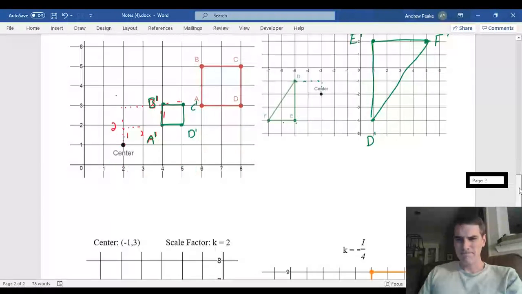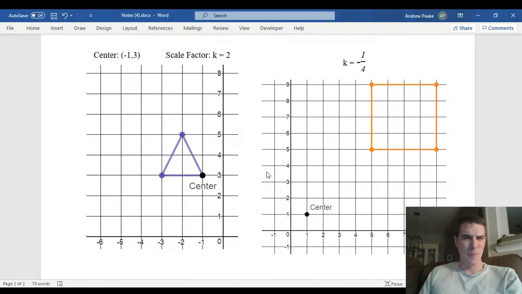All right, last 2 real quick here. We got the center now is -1, 3, and I have a scale factor of k equals 2. So notice my center is at the bottom right corner of this triangle. So what I would do here, the next point is going to land on that point. So I don't have to go anywhere if it's already on the center.